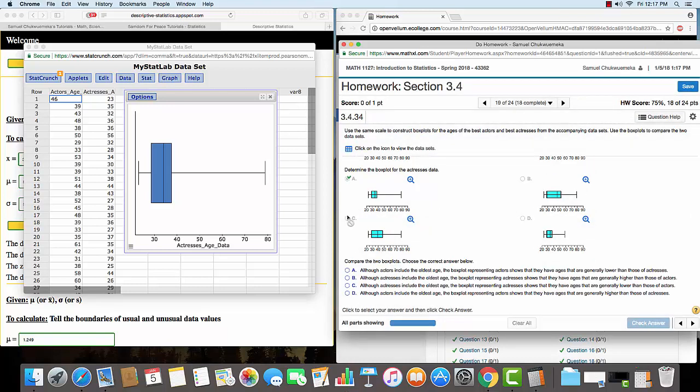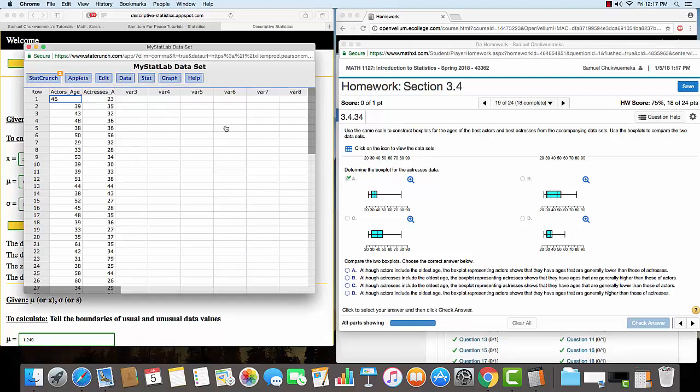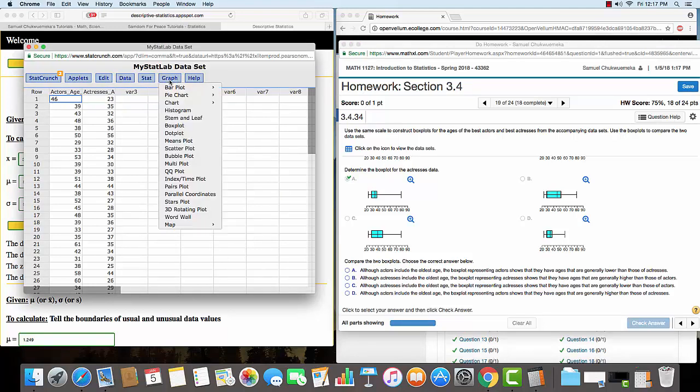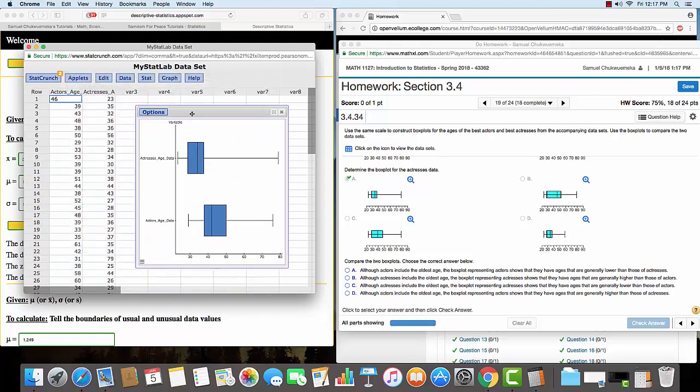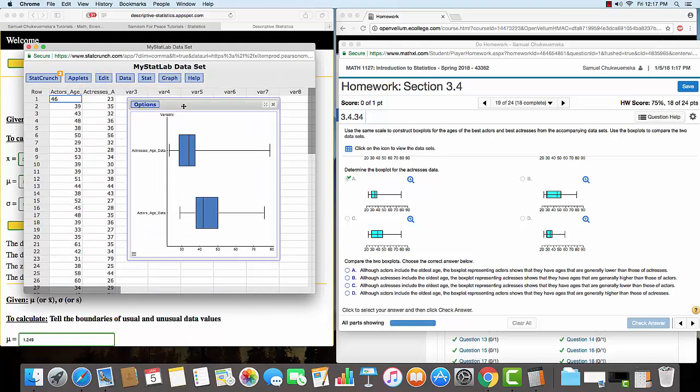All right. Compare the two box plots. Choose the correct answer below. Let us construct the two box plots on the same scale. Go to graph, box plot, select the two, draw boxes horizontally, compute. So it says here, although actors include the oldest age, the box plot representing actors shows that they have ages that are generally lower than those of actresses.